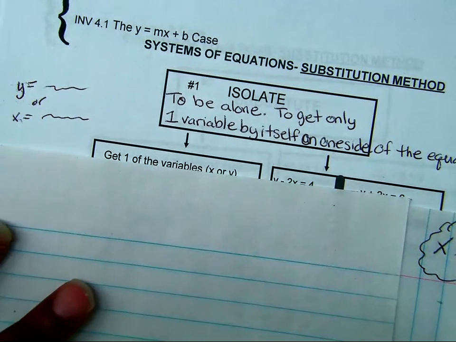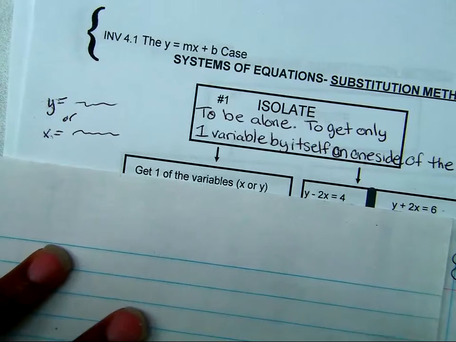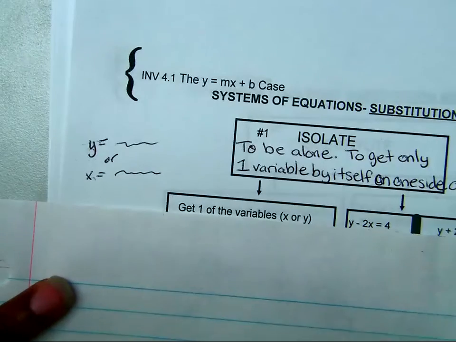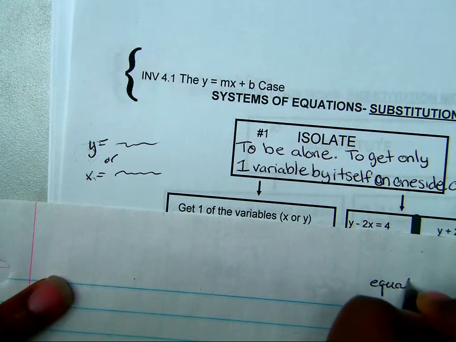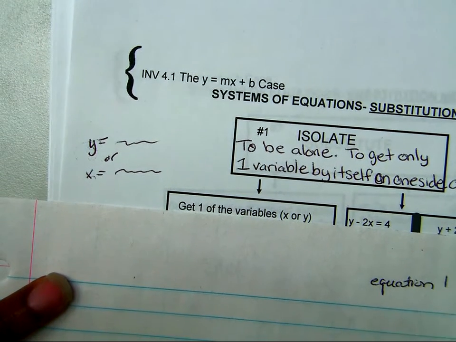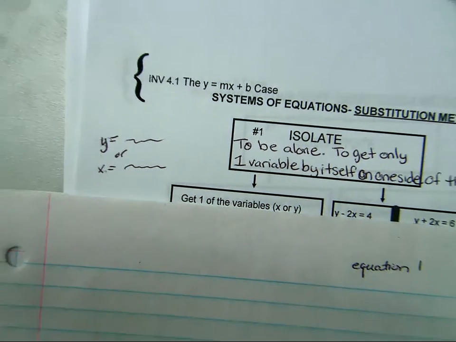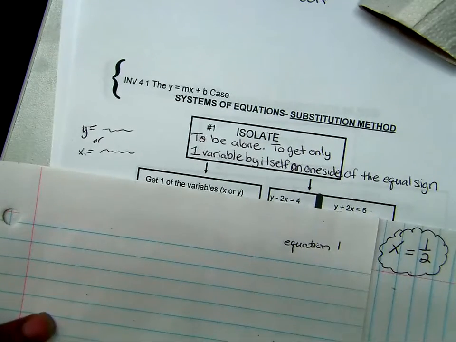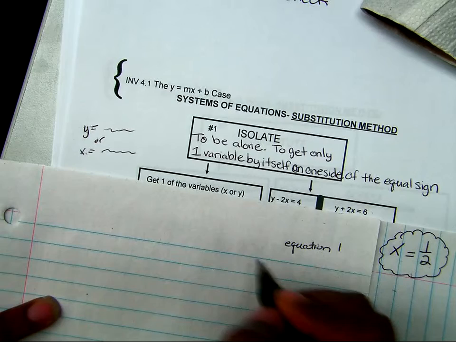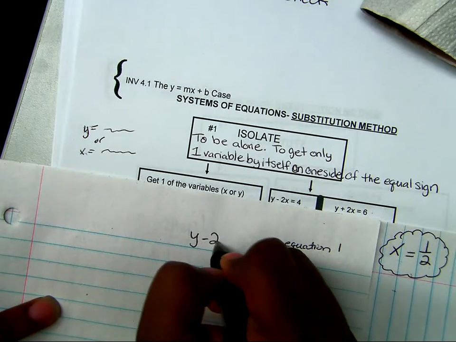I know that x is 1/2. So, y, and this is equation 1. And I think that's where some of us get confused, we're like, 2 equations, equation 1, oh my goodness, what is she talking about? So equation 1, our first equation, is y minus 2x equals 4.